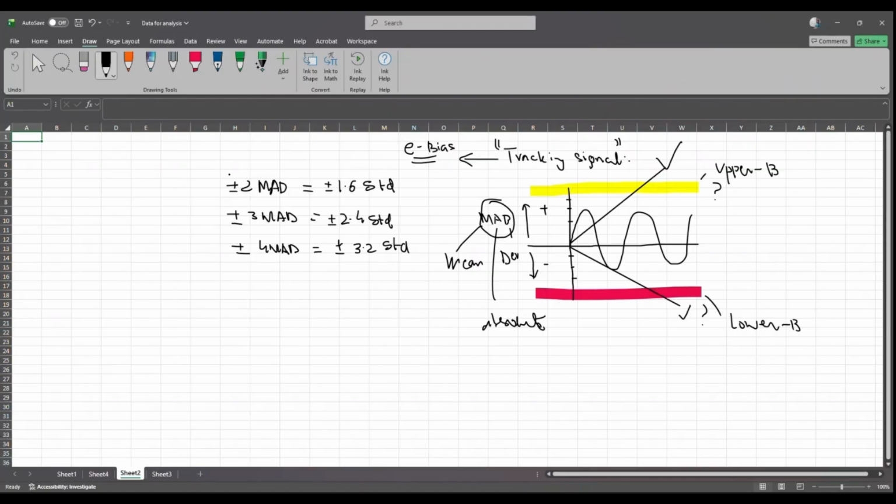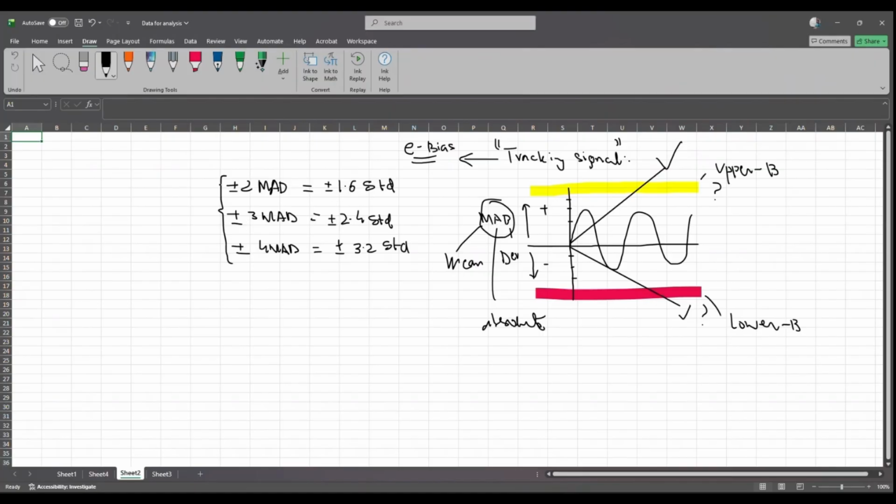You might have come across a rule in your statistics course that almost all the observations should lie within plus minus 3 standard deviations. If any observation lies above or below plus minus 3 standard deviations, we call such an observation an outlier. So the same concept is applied right here.